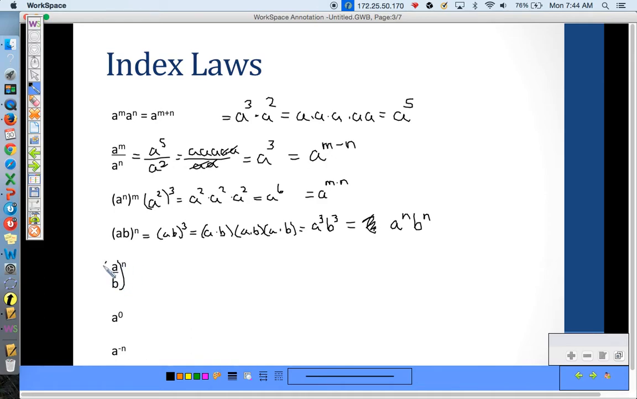And I believe this one's supposed to be in parentheses here. So again, we have it 3 times. Like if we had a over b to the third, a over b times a over b times a over b. So we have a to the third over b to the third. So that means we have to distribute that n to the numerator and denominator. Anything to the 0 power is 1. And then this last one here, a to the negative n, you guys might remember we take the reciprocal to get rid of those negative exponents to make them positive.